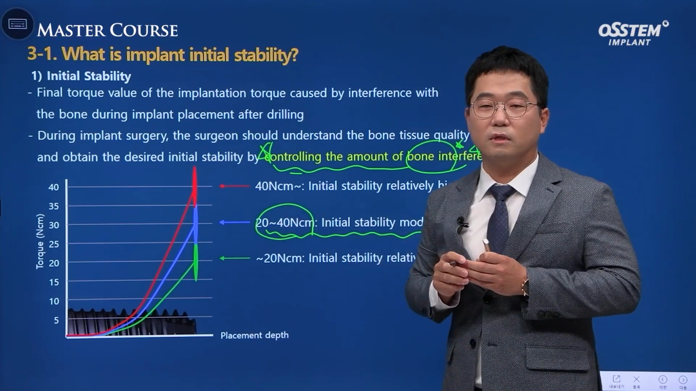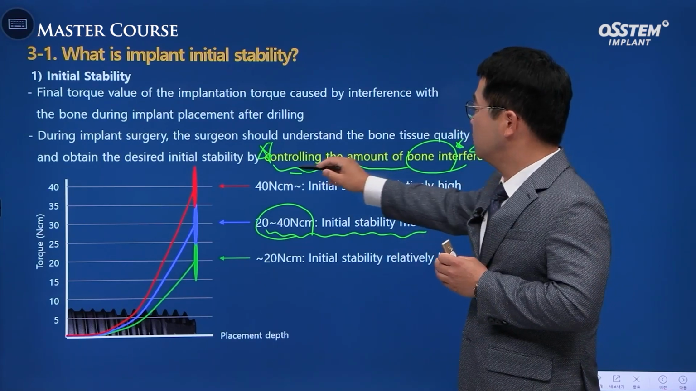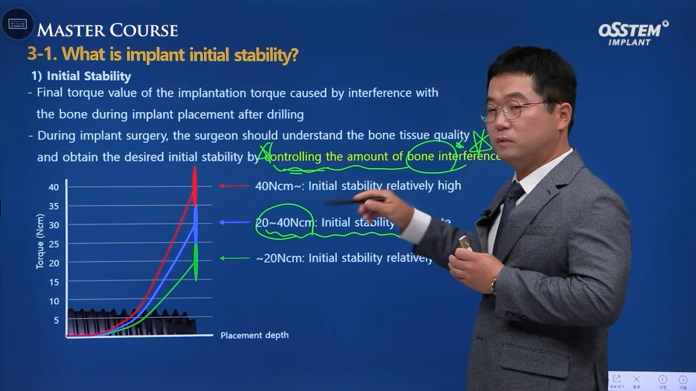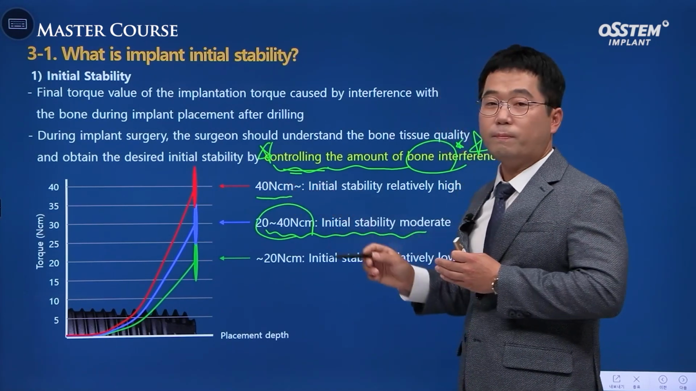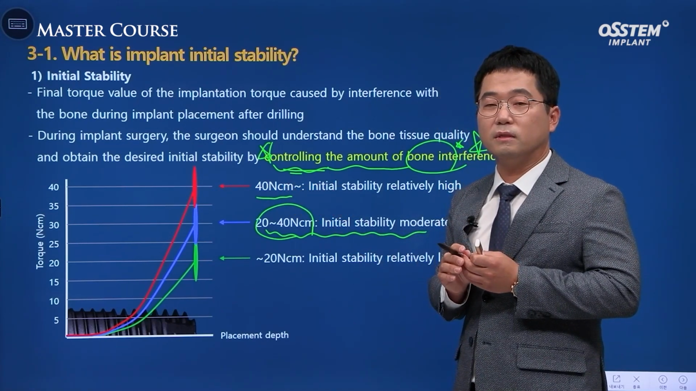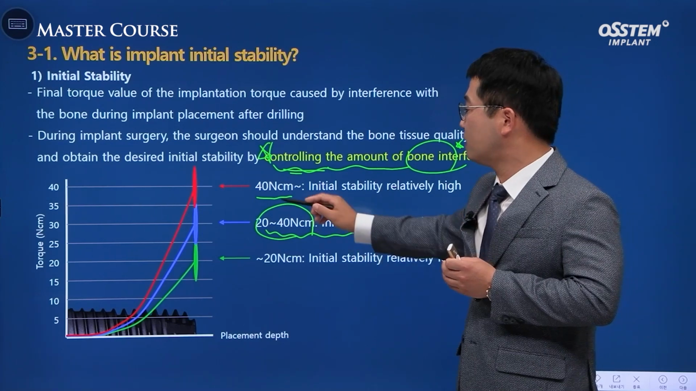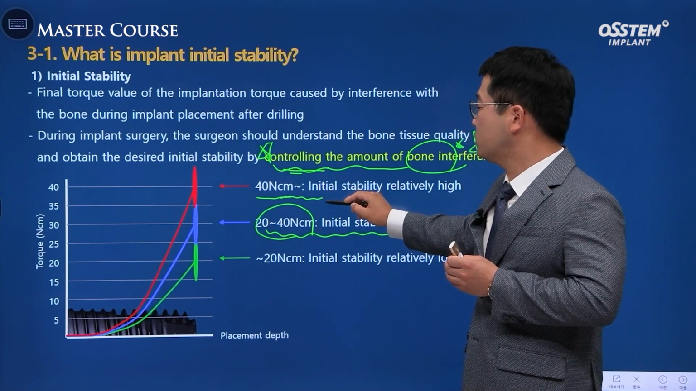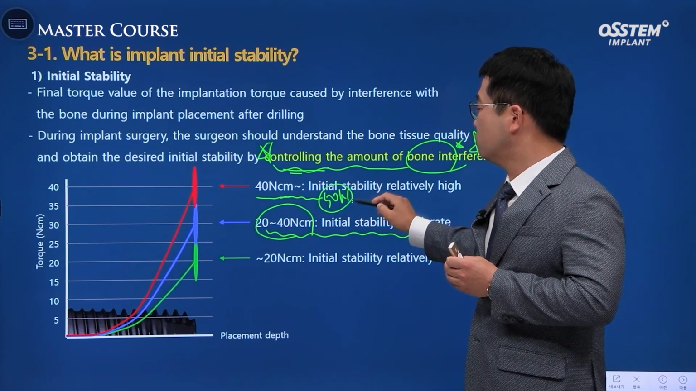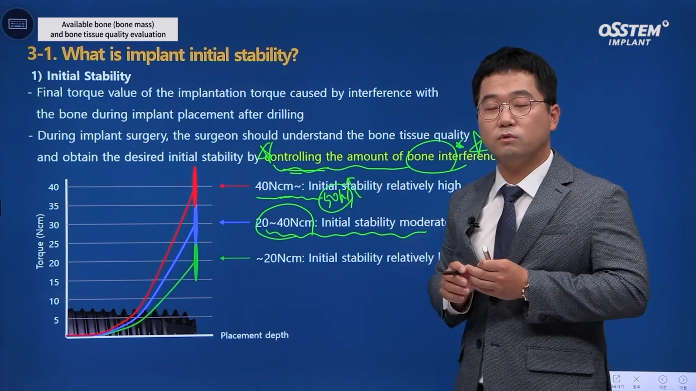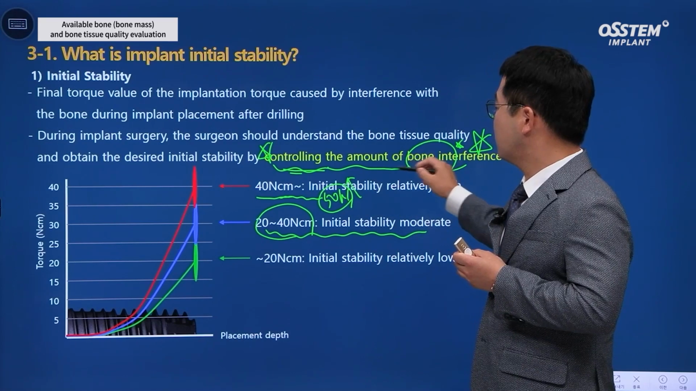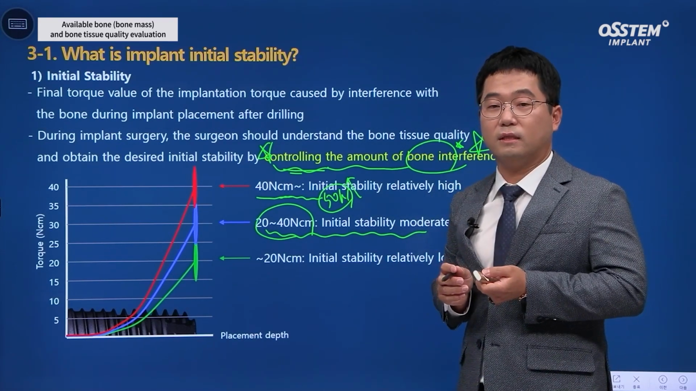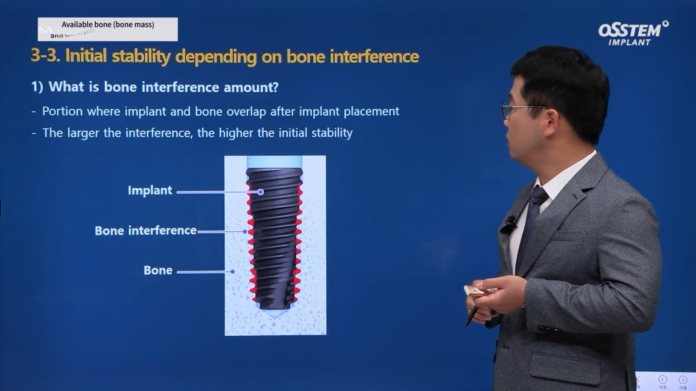We need to get about 20 to 40 Newton centimeter of primary stability. This is slightly off the extent of basic course, but these days we do a lot of immediate loading. In those cases, we need to get 50 Newton centimeters of primary stability. If you go over that, that may be excessive, but in the end, you need to adjust the bone interference level. That is most important.